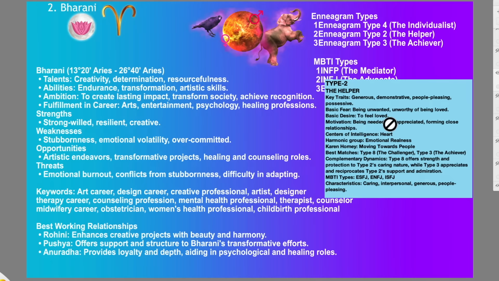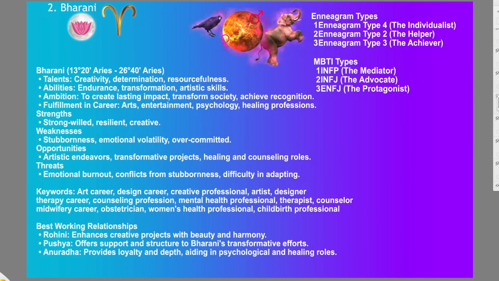So the career for type 2 helper, if you are the type 2 Enneagram, and you have Bharani Nakshatra with Saturn in it, for example, you're very driven. Saturn in Aries can be very fiery, very restless, very wanting a job which is kind of self-fulfilling. So you might be better at healthcare professions like therapist, counselor, midwifery, obstetrician, and so on. Women's health professional. That would be better for you as type 2 Enneagram plus Bharani. Combine the two. Okay.